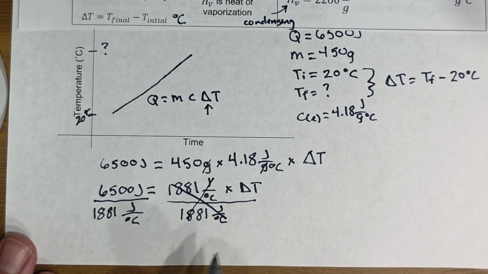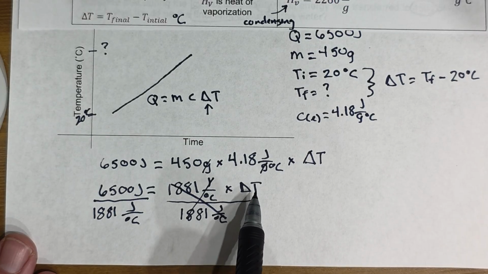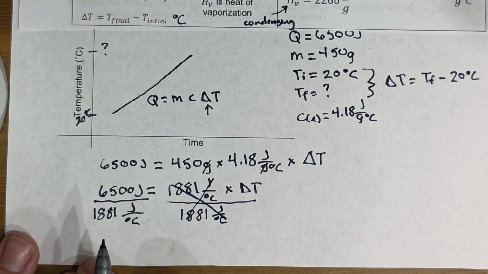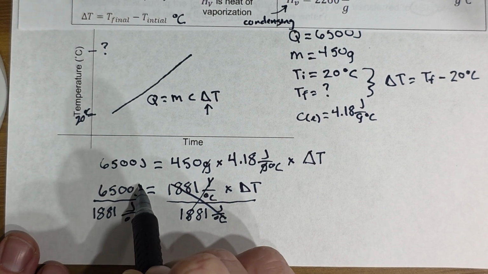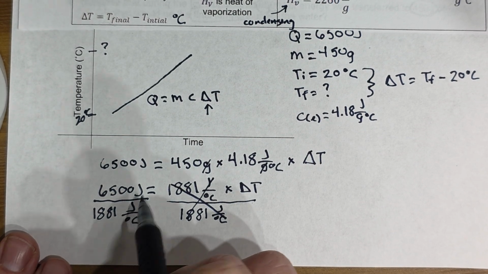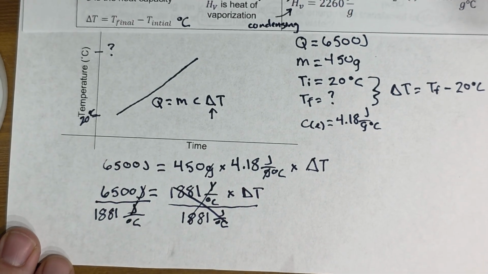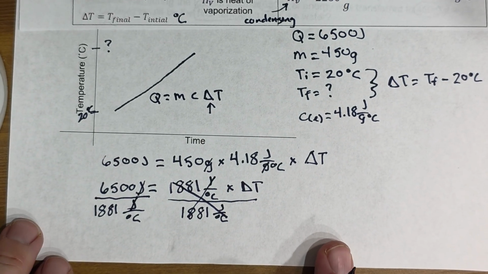So this cancels out of the side with degrees delta T, which is great, that's what we want. And over here, before I put this into my calculator, I see that I have joules divided by joules over degrees Celsius. My joules are gonna cancel out. I'll be left with degrees Celsius, which is fantastic, that's what I want.